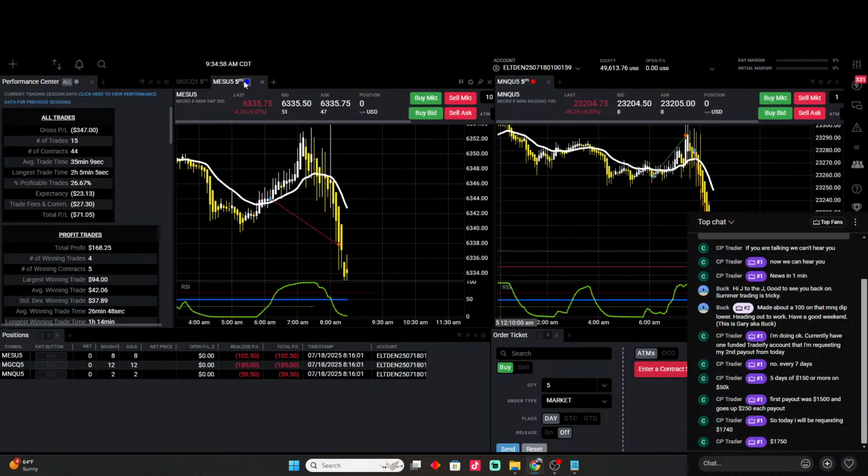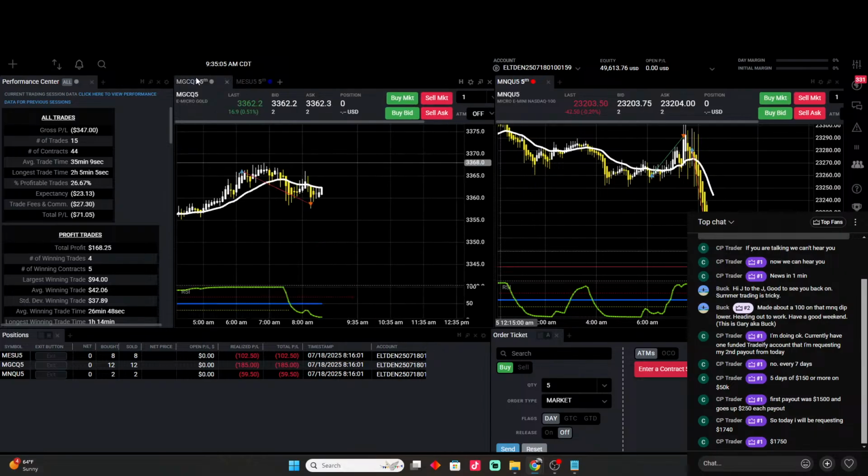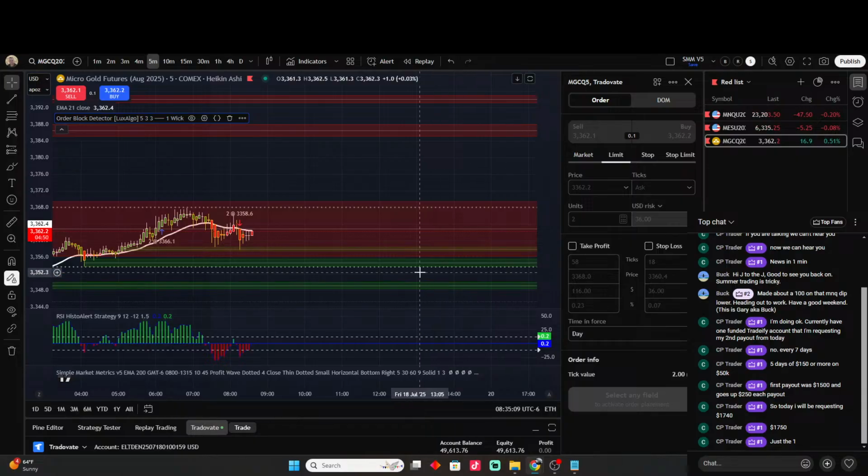MES, MNQ, both still sinking. I don't see any signs of reversal yet. My gold trade is looking like the best.